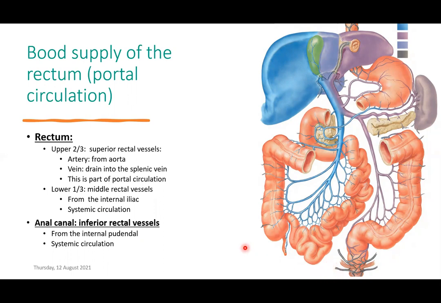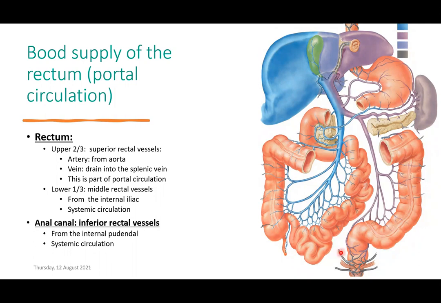Okay. The internal pudendal artery, which is again a branch of the anterior division of the internal iliac artery, gives rise to the inferior rectal artery. This one here. So we have three rectal arteries: superior, middle, inferior. The superior is a branch of the inferior mesenteric. The middle is from the internal iliac. The inferior rectal artery is from the internal pudendal artery.